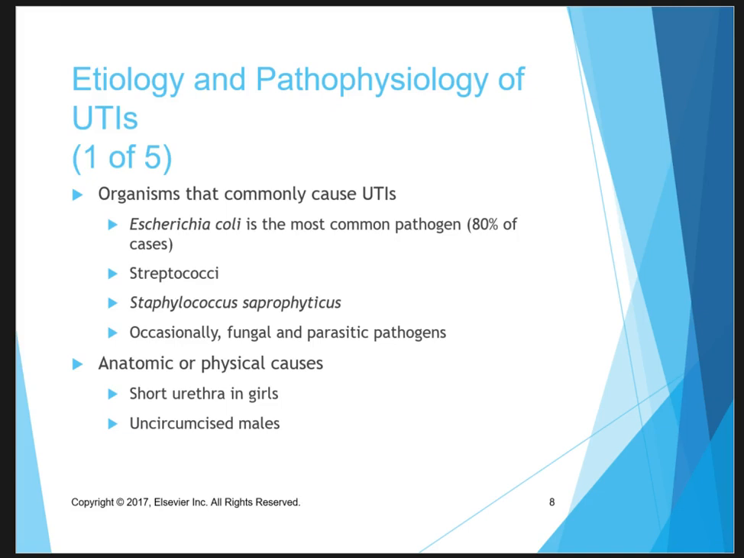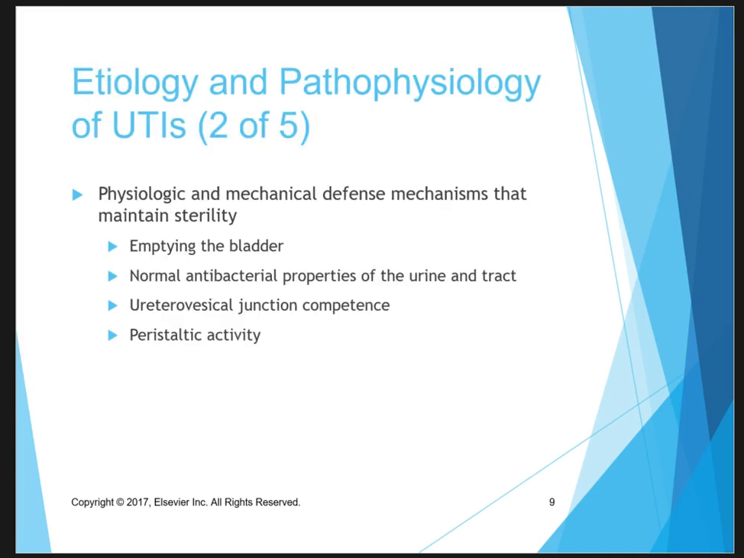We have anatomic or physical causes. At this point, you should have heard this already in some capacity. Girls have a shorter urethra, less space to travel, more likely for pathogens to travel up the ureter that way. And then uncircumcised males. Like I said before, the single most important factor in the development of UTI is urinary stasis, and vesicoureteral reflux may impact that, but it doesn't cause a UTI.